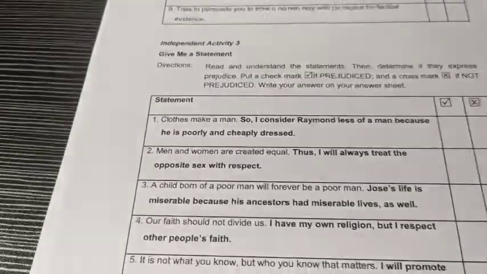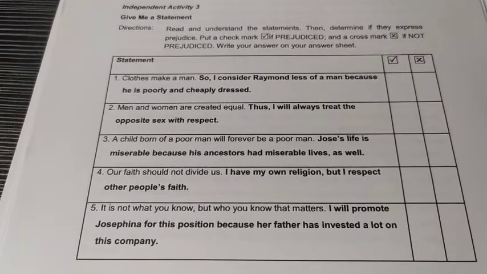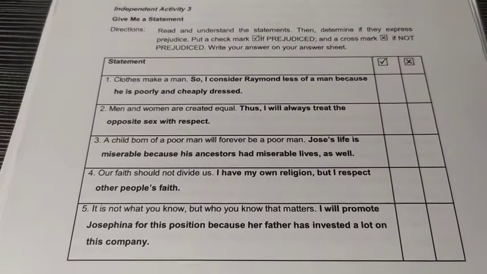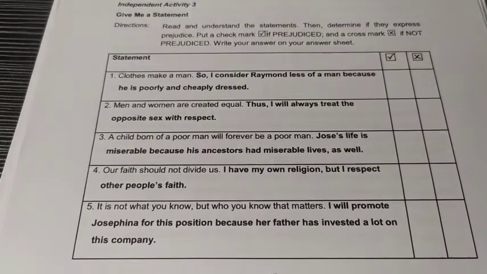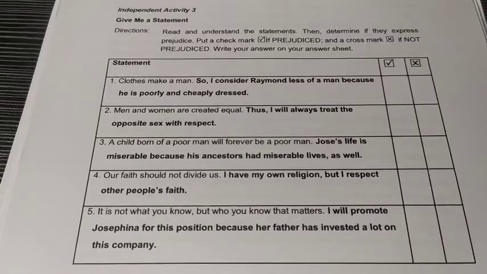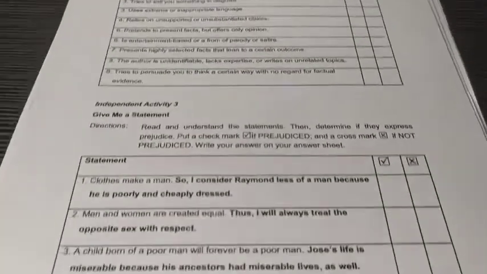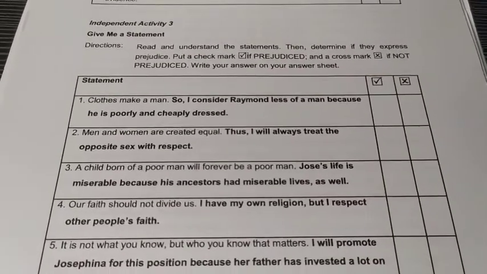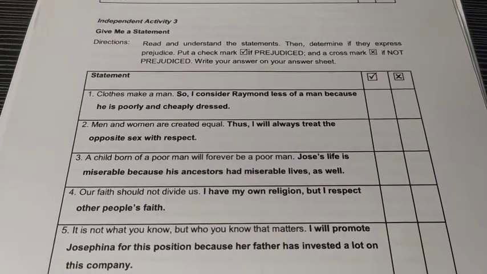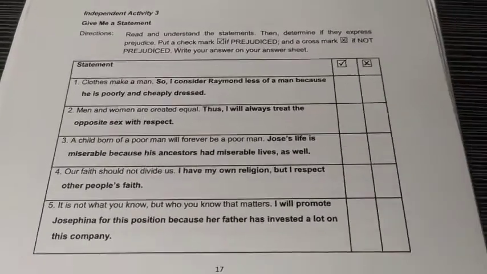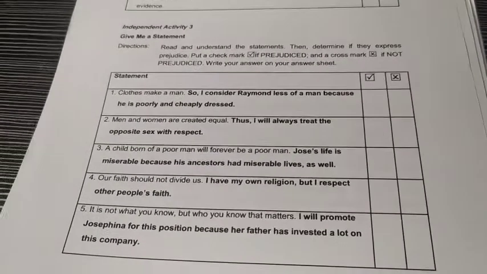Then activity number 3: read and understand the statements, then determine if they express prejudice. Put a check mark if prejudice, a cross mark if not. So in independent activity number 3, it's focusing on prejudice. Check if it shows prejudice, then cross if it's not.